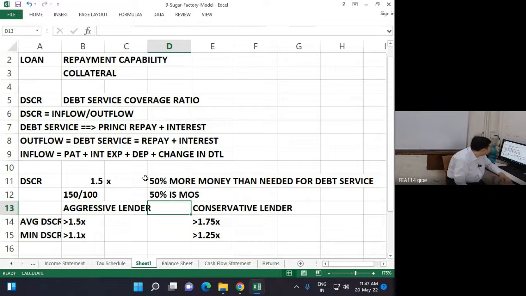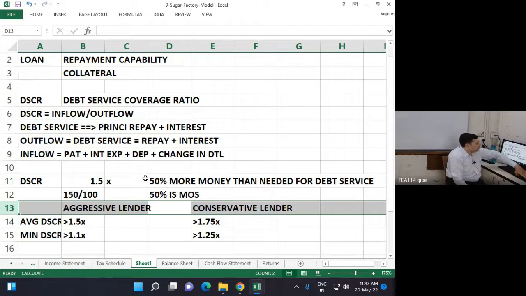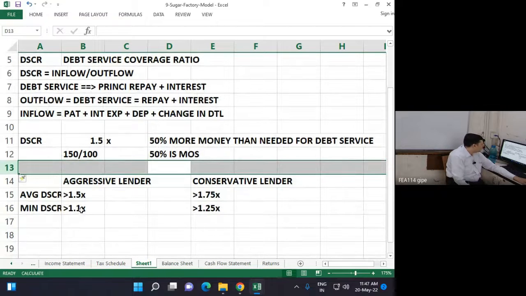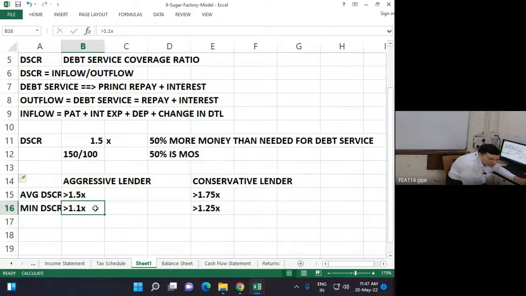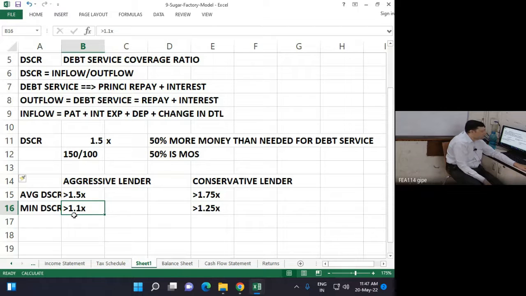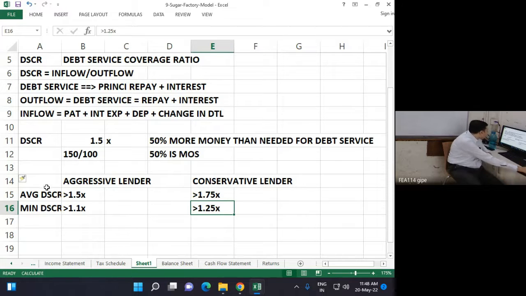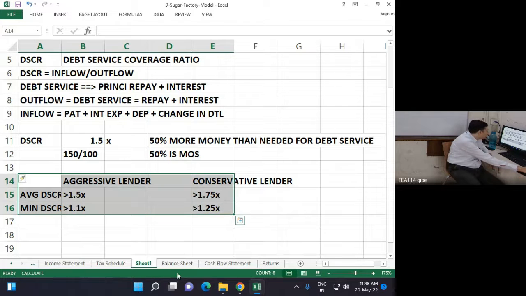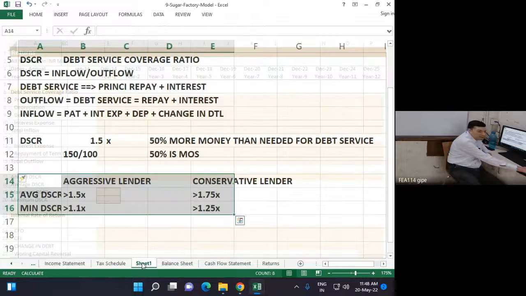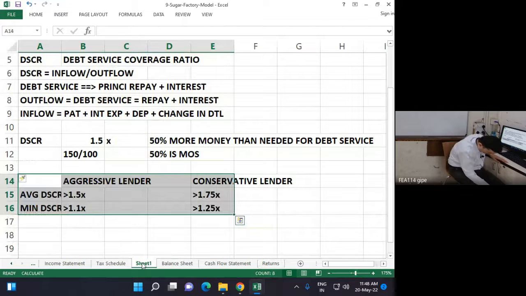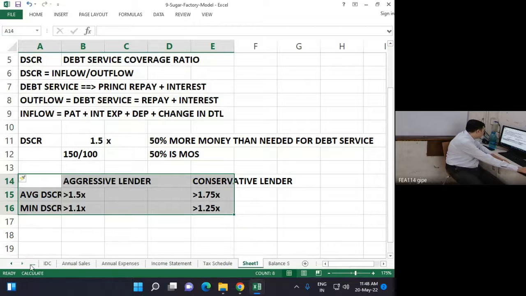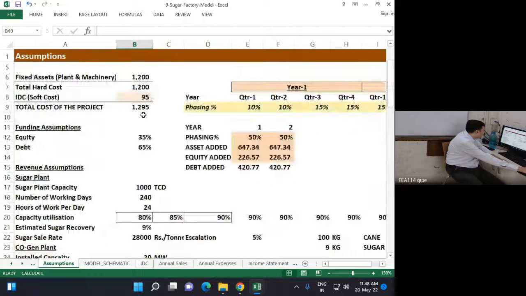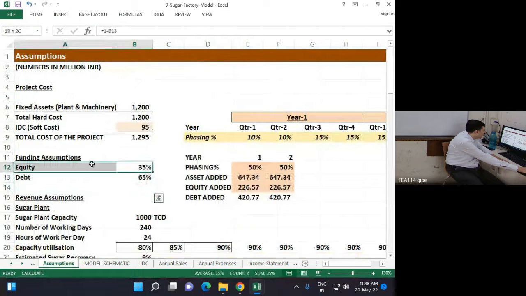So in the lending criteria below that I have mentioned, you will see an aggressive lender at least wants 10% more money in your project. Minimum DSCR your project should have is at least 10% more money than what is needed for debt service, whereas a conservative lender is keeping a handful buffer there of 1.25. Okay. So let's see, based on these boundary conditions, is our project feasible for the 65% money which we are raising in the form of debt. Remember, funding method, हमने 65% debt लेने का कहा है, and remaining 35% is equity.